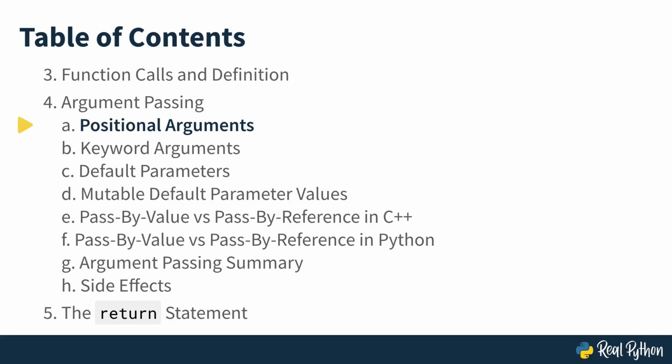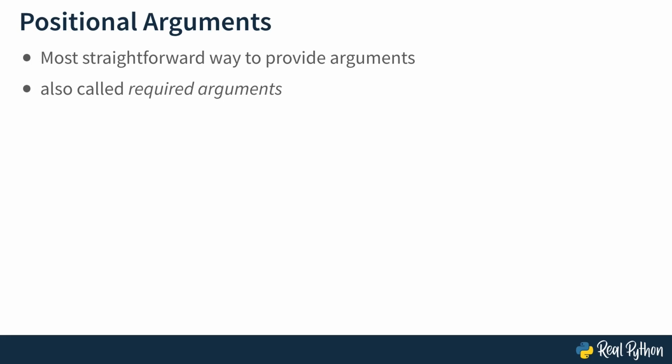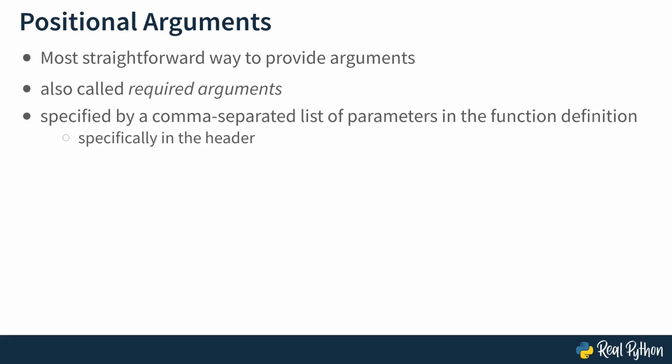The most straightforward way to provide argument values to a function is through positional arguments. These are also called required arguments, and we'll see other types of arguments in some upcoming lessons. You specify that a function will take positional arguments through a comma-separated parameter list in the function header. And then these parameter variables will be given values when the function is called.